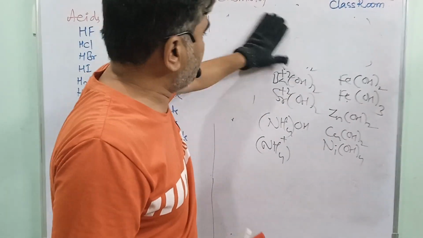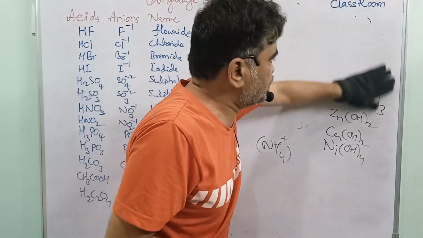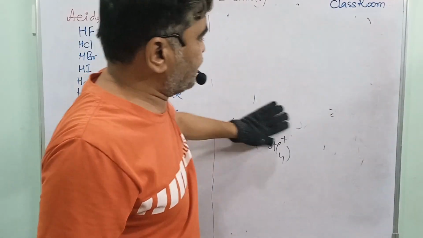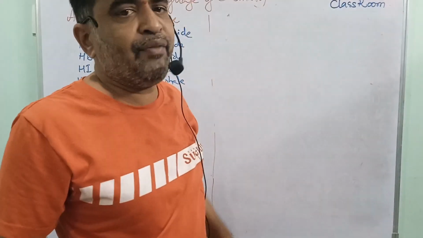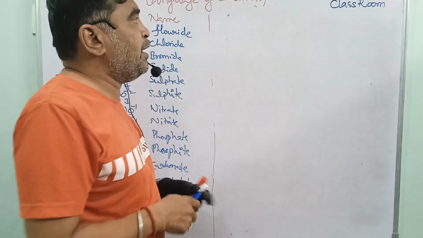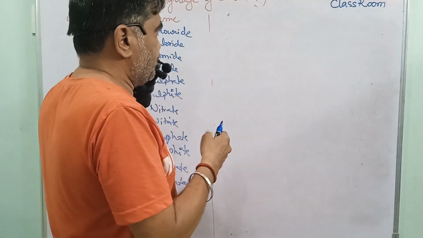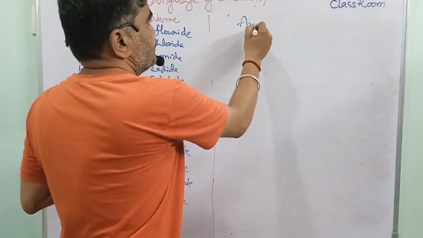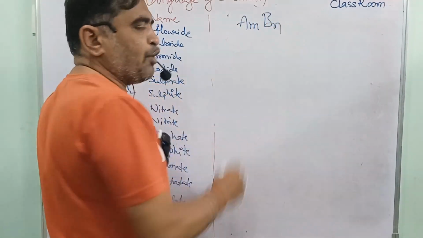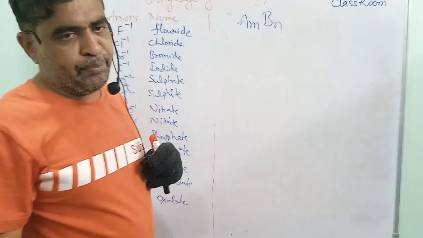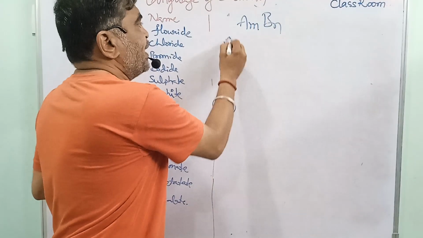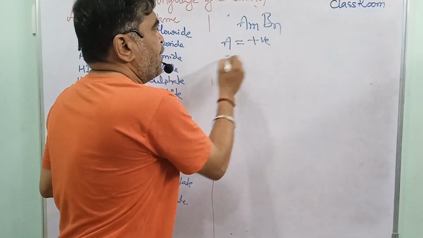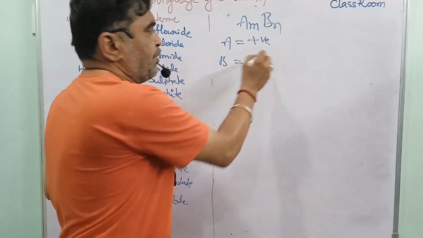So from there, I am writing the criss-cross formula. How I am writing the criss-cross formula, now you see. Only now we expanded the criss-cross formula. It is AmBn. Before, A and B were the elements. Now A and B are the ions. A indicates the cation and B indicates the anion.